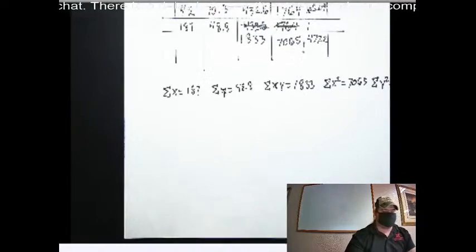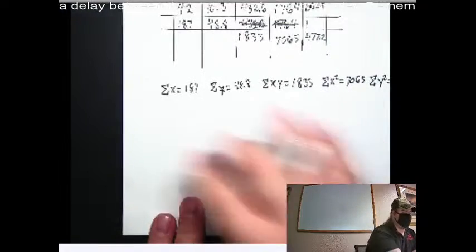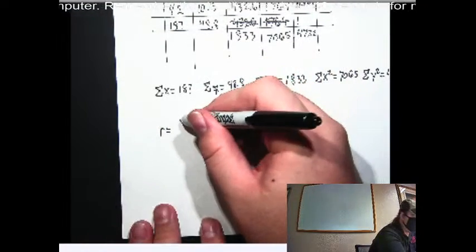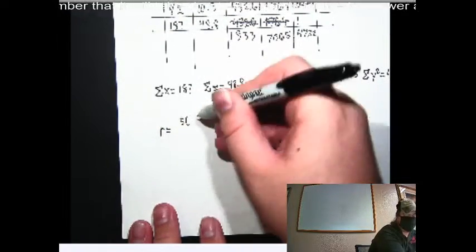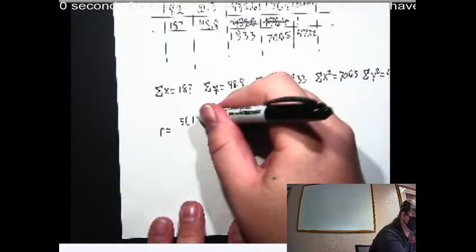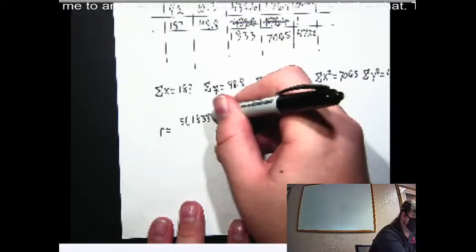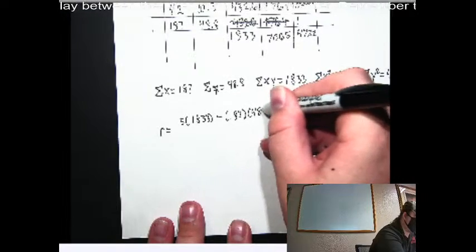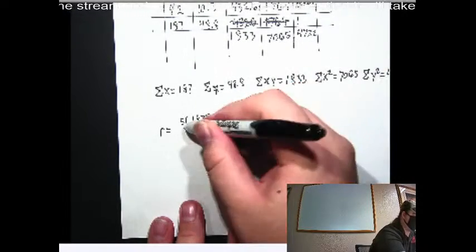Okay. So now let's plug everything into our formula. Again, we have r equals, and then n is 5 times the sum of xy, which is right there, 1833, minus the sum of x times the sum of y, so 187 times 48.8, so there's our top part.